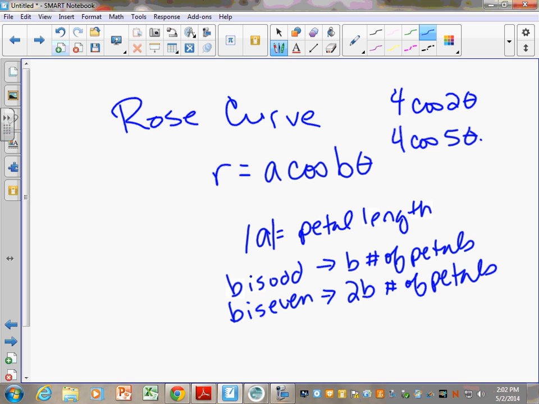That's really the rules about it. So you should know the number in front is petal length, and the number with the sine or cosine is the number of petals. I'm going to pass back your stuff, and then we'll see what questions you have on that, or if you have individual questions.